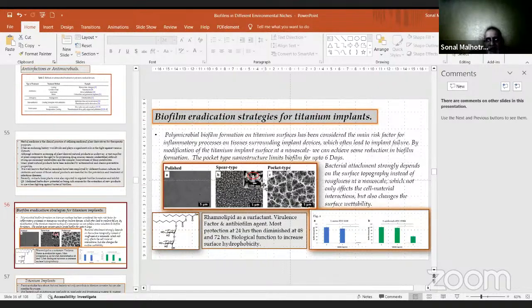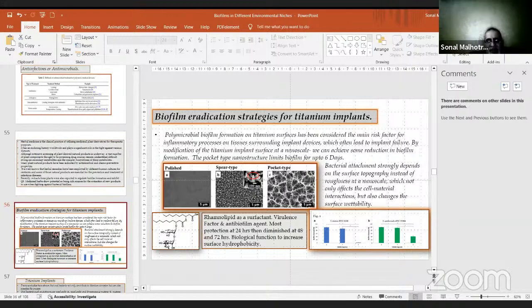They're modifying the surface of the titanium at nanoscale by using spear-like projections. This is at nanometer scale, as versus pocket type and polished titanium, and then they're comparing which of these surfaces adheres bacteria the best. So they've discovered that when you have the spear type, because the spear projections are so close together, the bacteria are unable to attach as well as the other two surfaces.